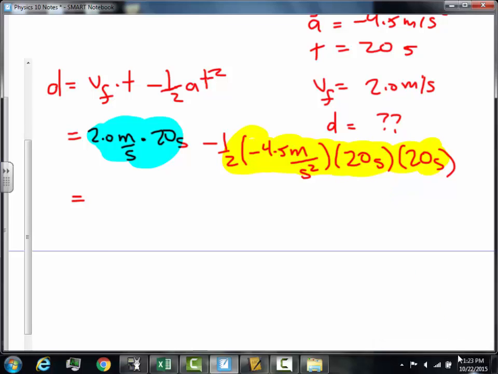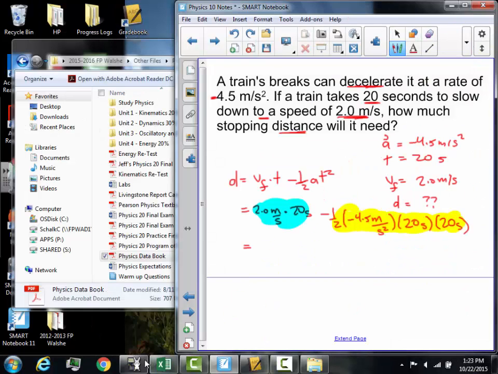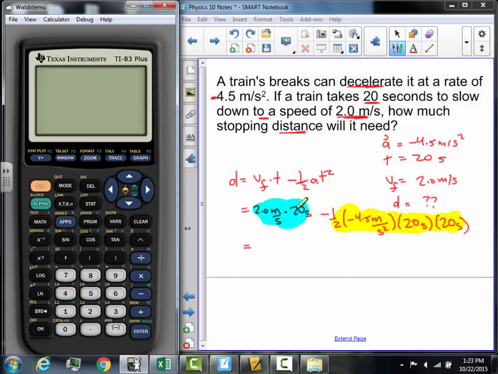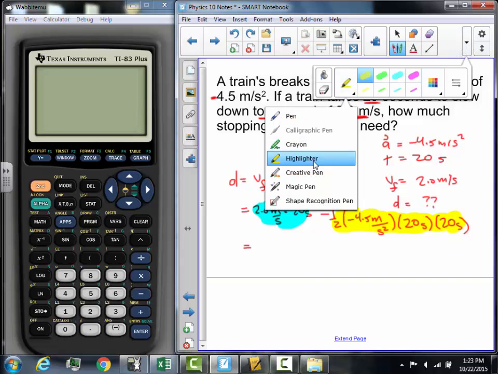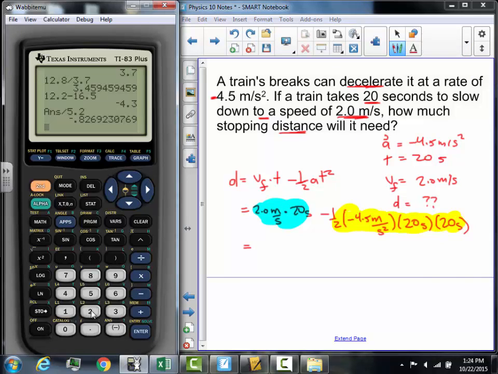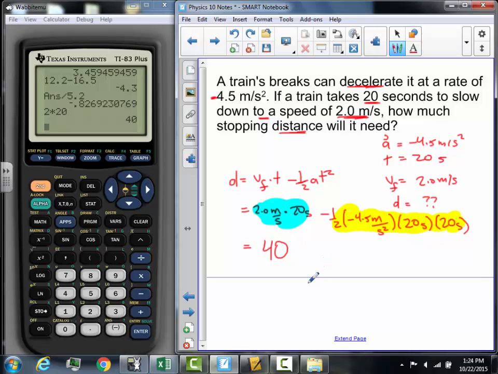So the first thing I'm going to ask you to do is take 2.0 meters per second and times by 20 seconds, which I don't even think you need your calculator for. 2 times 20 is 40. Does that make sense? So this little number in blue right here is going to be 40. Watch the units though. This second and that second cancel, leaving us with a unit that is meters.